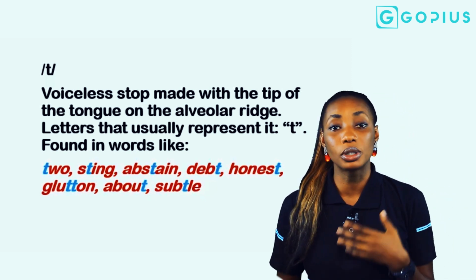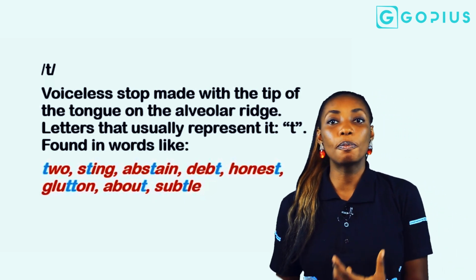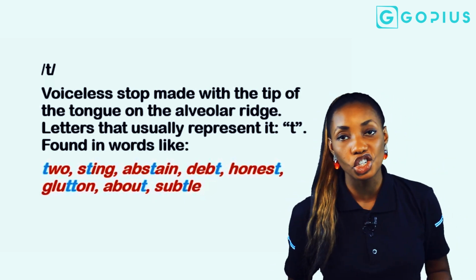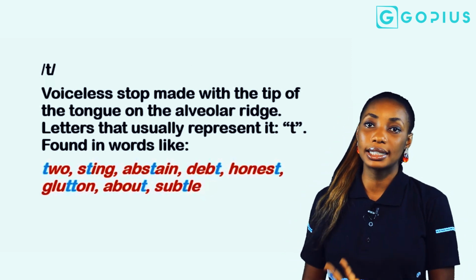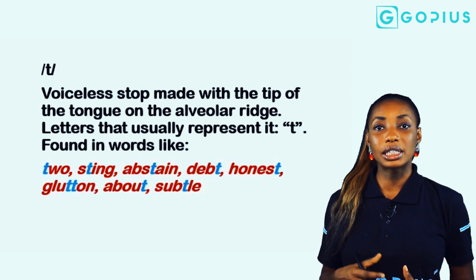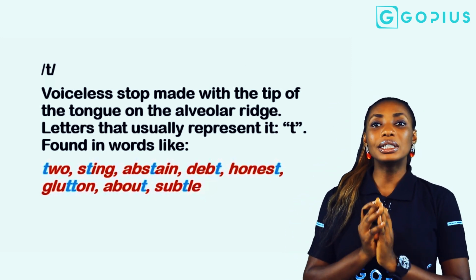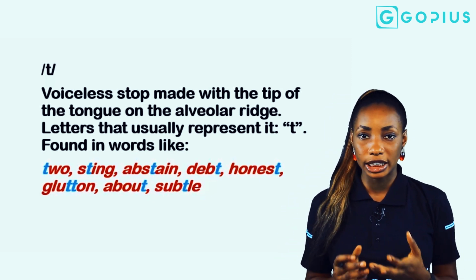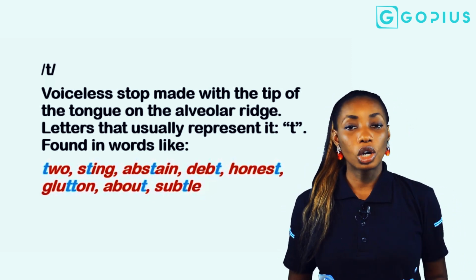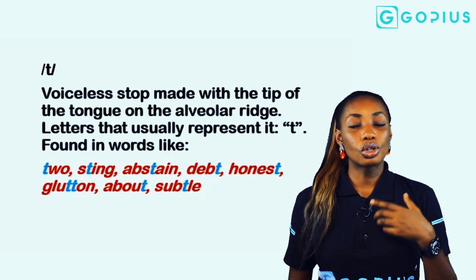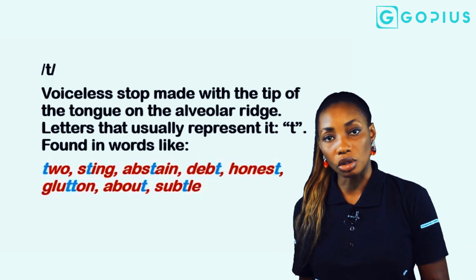Voiceless alveolar stop is a stop because it's a plosive, you know, it comes out with a stop made with the tip of the tongue on the alveolar ridge. Letters that represent it, we have the T, letter T of the alphabet. So it's found in words like to, sting, abstain, debt. Okay, that word is debt. The B is silent, so it's not debt with a B sound. Debt, honest, glutton, about, subtle. Subtle, the B is silent.